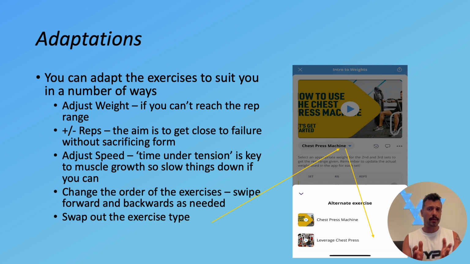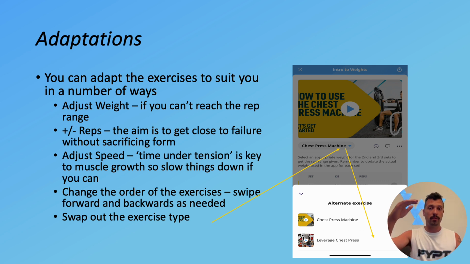Okay, so if you need to make adaptations, which is perfectly fine, the first place to start is weight. Adjust the weight up or down depending on how close to the rep range you are getting. If you are below the rep range that I have given you, then you need to decrease the weight, make it easier. If you are well above the rep range, then you need to increase the weight to make it harder. The rep range is there for a reason. So please try and adjust the weight up and down.